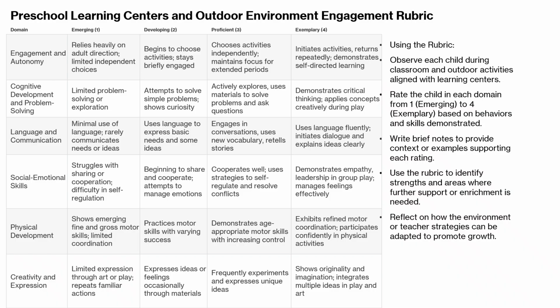This is a preschool learning centers and outdoor environment engagement rubric. You can use this rubric to observe each child during classroom and outdoor activities. Rate the child in each domain from 1, which is emerging, to 4, which is exemplary, based on behaviors and skills that you observe. Write brief notes to provide context or examples supporting each rating. Use this rubric to identify strengths and areas where further support or enrichment is needed. Reflect on how the environment or teaching strategies can be adjusted to promote growth.